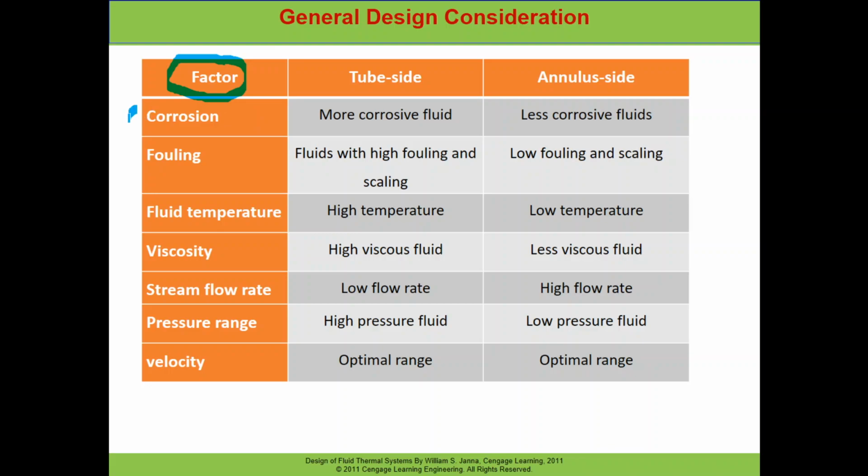So these are the different factors: corrosion, fouling factor, temperature, viscosity, stream flow rate, and pressure. Based on the corrosion nature of the fluid, the more corrosive fluid should be put inside the tube and the less corrosive should be put on the annulus side. The reason is that if the tubes are corroded, then the tubes can be replaced. And when the fluid is inside the tube, it will corrode only the tubes.